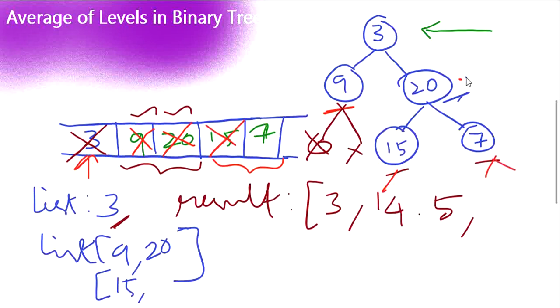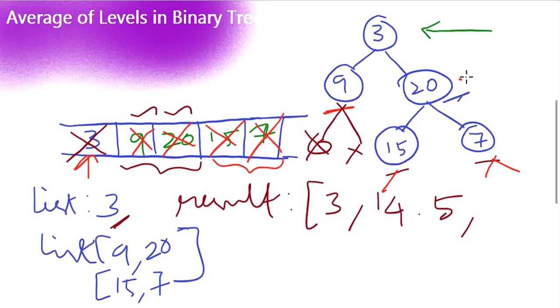Whether 7 has any children? No, 7 has no children. So before removing that from the queue, we are going to add that to our list. So we are adding 7 and removing it from the queue. Now the queue is empty. We don't have any other elements left.